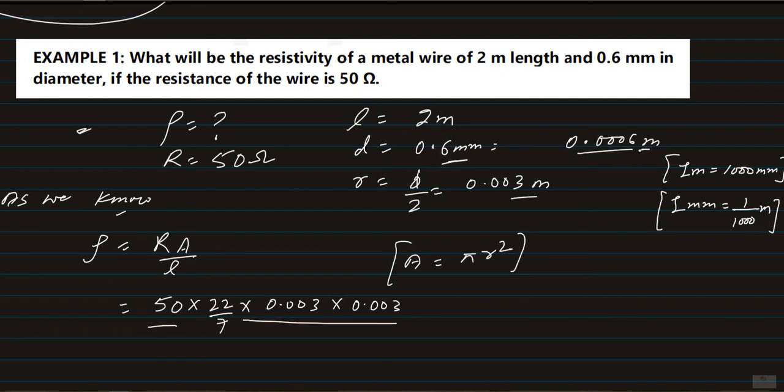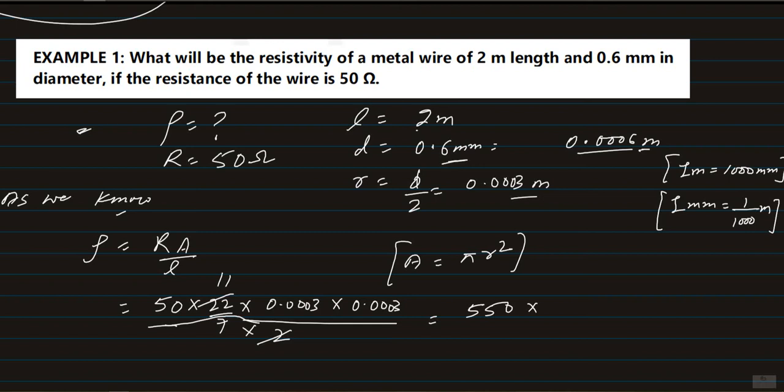Next thing is upon L. What is L here? L is 2 meter, so it will be divided by 2 meter of L. So we will cancel it out by 2, this thing becomes 11, and the remaining will be multiplied. So 50 multiplied by 11 will become 550, multiplied by 0.003 into 0.003. These are three zeros, as we have divided it by 1000.